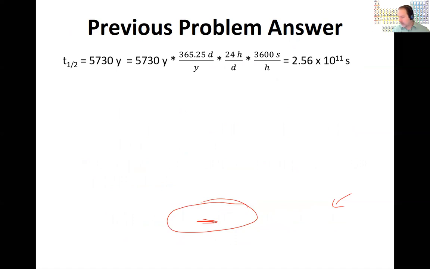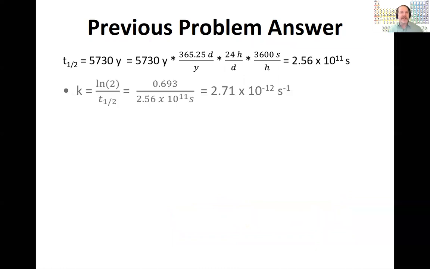So we take the half-life and convert it into seconds using conversion factors for year to day, day to hour, and hour to 3,600 seconds. We can figure out what the half-life is. And then using the half-life to rate constant relationship, 0.693 divided by the half-life, we get the rate constant. Remember, we're going after this equation right here: rate equals kN. So we now have a k, with units of 1/seconds, or inverse seconds.